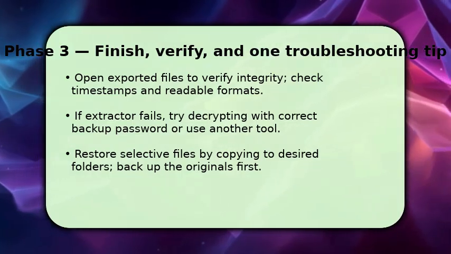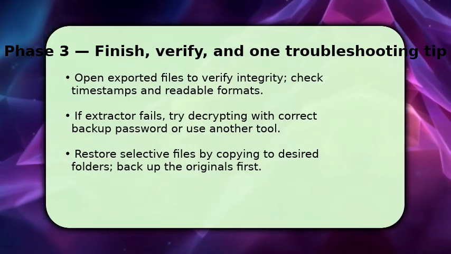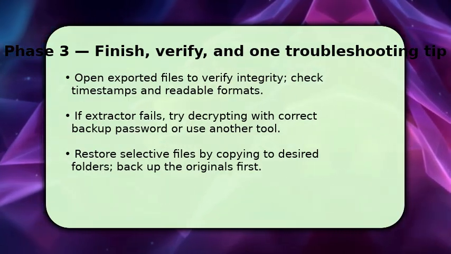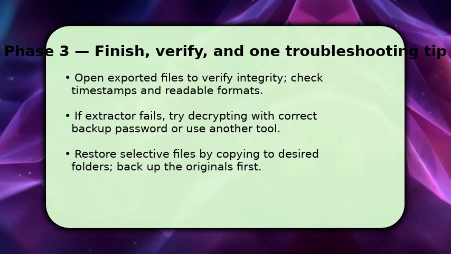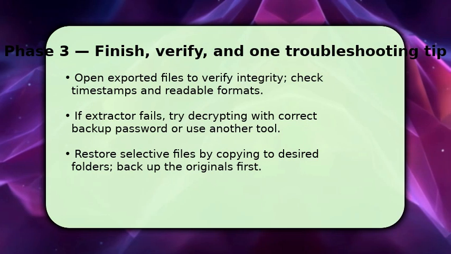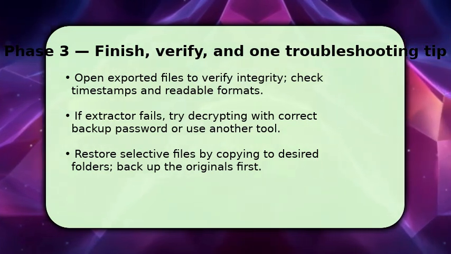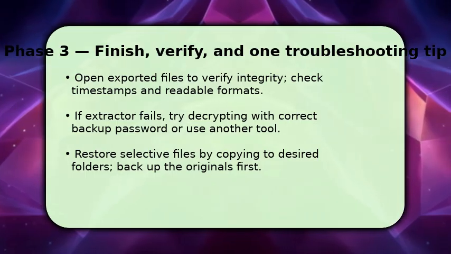If something goes wrong, troubleshoot by re-entering the backup password, running the extractor with admin rights, or trying a different extractor. Some tools handle corrupted catalogs better. Also, if iTunes shows no backup, check app data visibility and that the backup folder wasn't moved or renamed. These fixes often resolve access issues.